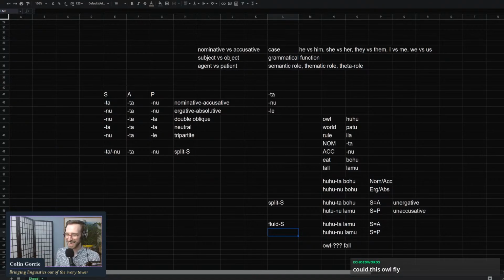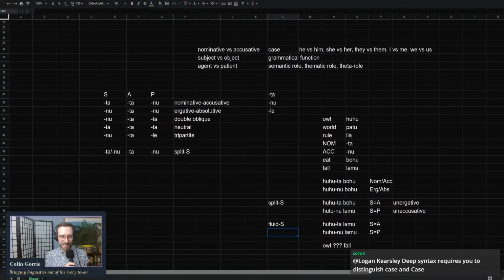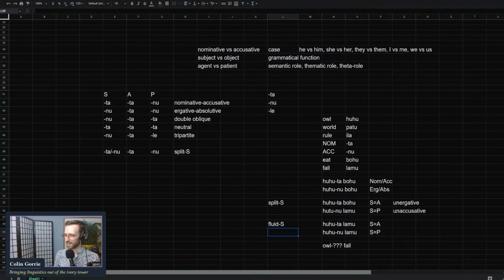So, sorry, a lot of terminology. Hopefully this can be kind of a reference. Yeah, Logan's totally right. Unergative and unaccusative is one of the all-time worst nomenclatures in all of linguistics. Okay. Whew. I got through everything, and it only took an absurd amount of time.